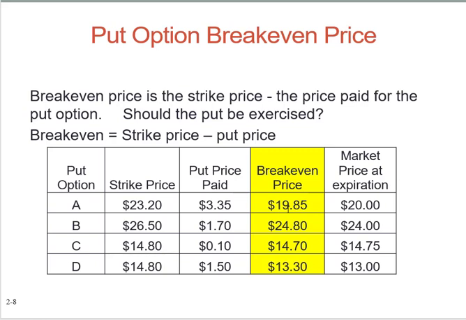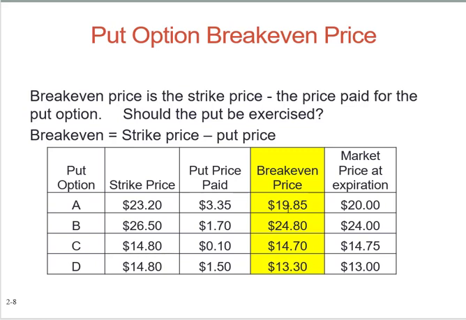Okay, let's look at C. The break even is $14.70, the strike price is $14.80, and the market price is $14.75. So if you exercise the option, you're going to get $14.80 minus $14.75, 5 cents. The put option was 10 cents, so you get 50% of the premium back if you exercise the option. So it's a cost recovery process in some of these. The last one, you are at $13, which is below the 14.80 by $1.80. The put option was $1.50, so you're 30 cents more than you spent on the option. You spent $1.50 of the $1.80. The extra 30 cents is your profit.